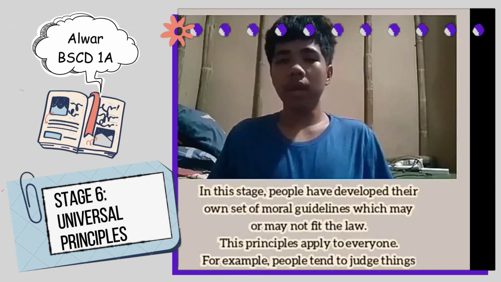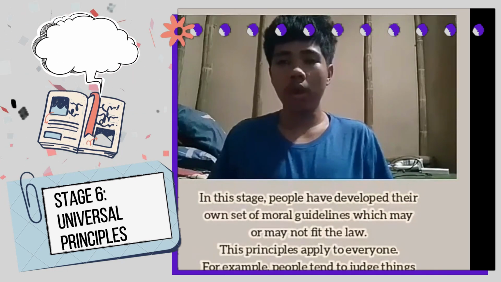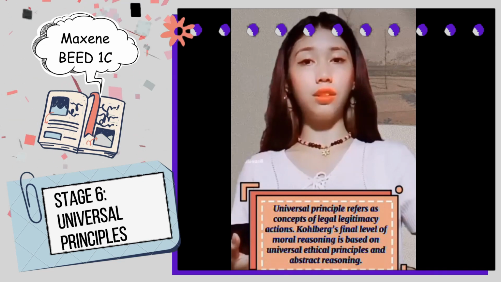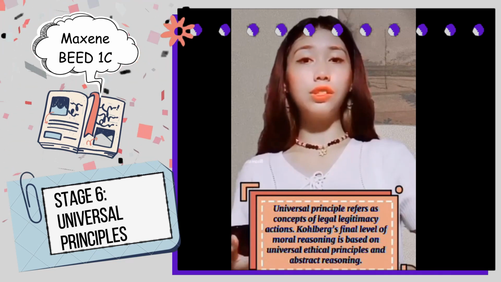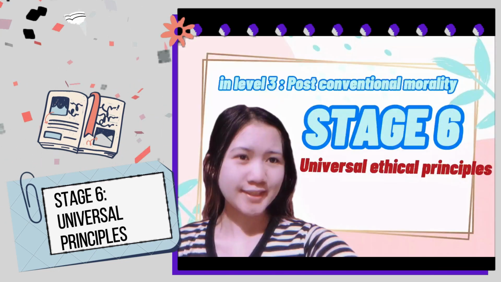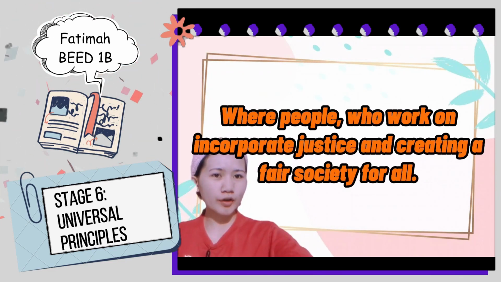For example, people tend to judge things according to how they acknowledge right and wrong. Universal principles refers to the concept of legal legitimacy of action. Kohlberg's final level of moral reasoning is based on universal ethical principles and abstract reasoning. Stage number 6, Universal Ethical Principles, where people work on incorporating justice and creating a fair society for all.